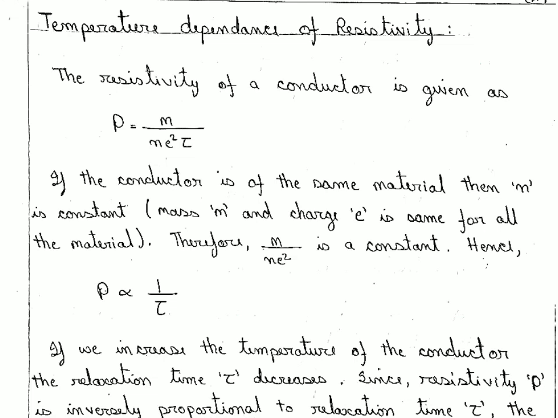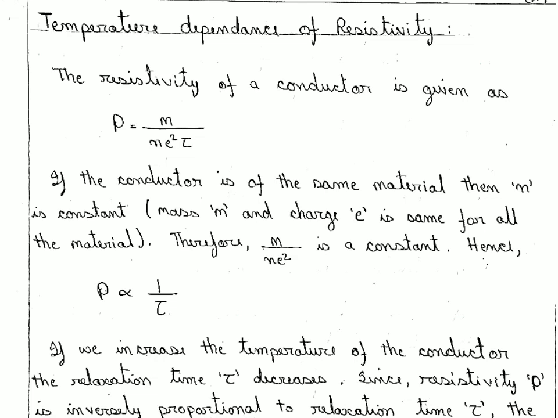So the four factors on which resistance depends are: number one, the nature of the material of the conductor. Number two, the temperature of the conductor. If you increase the temperature, the resistance increases. Number three, the length of the conductor. If you increase the length, the resistance increases. And number four, the area of cross section of the conductor. If you increase the area of cross section, the resistance decreases. So these are the four factors on which the resistance depends.